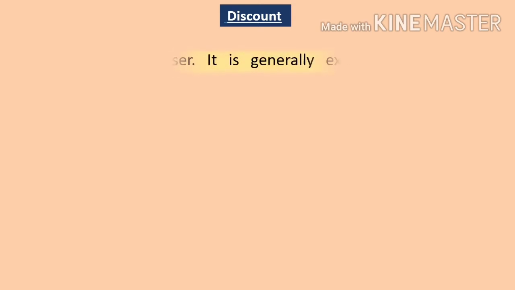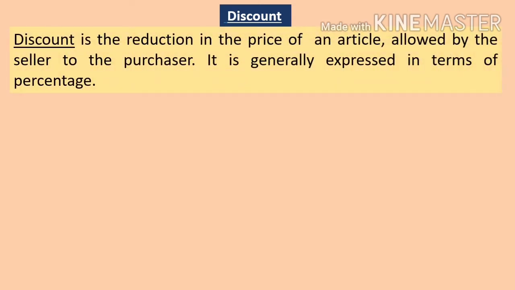Before starting the actual exercise, let us see some terms which we will come across in these sums. First one is discount. Now we all are quite familiar with the term discount. Discount is nothing but a reduction in the price of the goods allowed by the seller, and it is generally expressed in terms of percentage. You know that we always read about like 50% discount, 10% discount. So the discount is always expressed in terms of percentage.